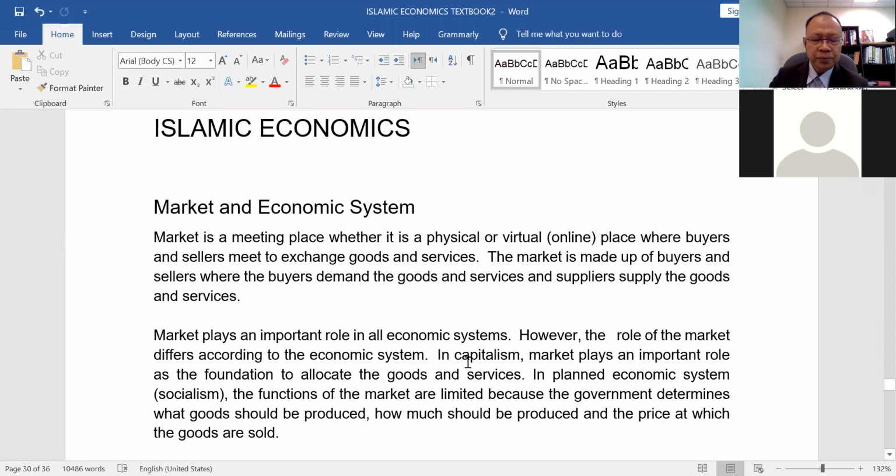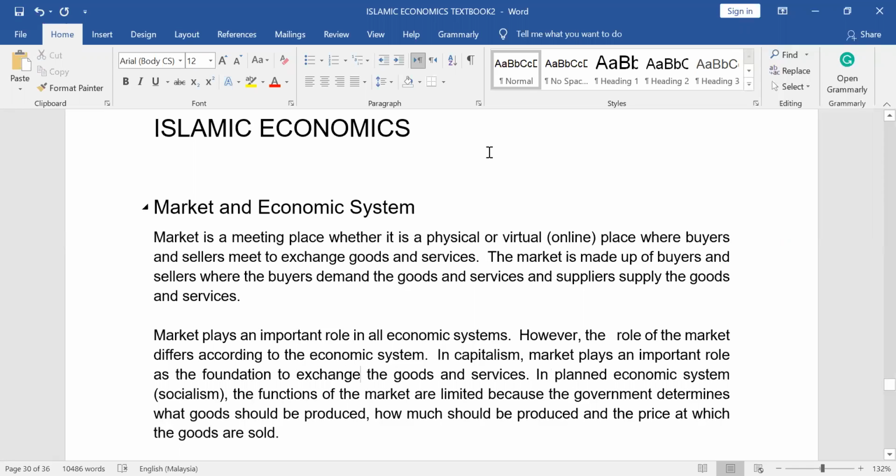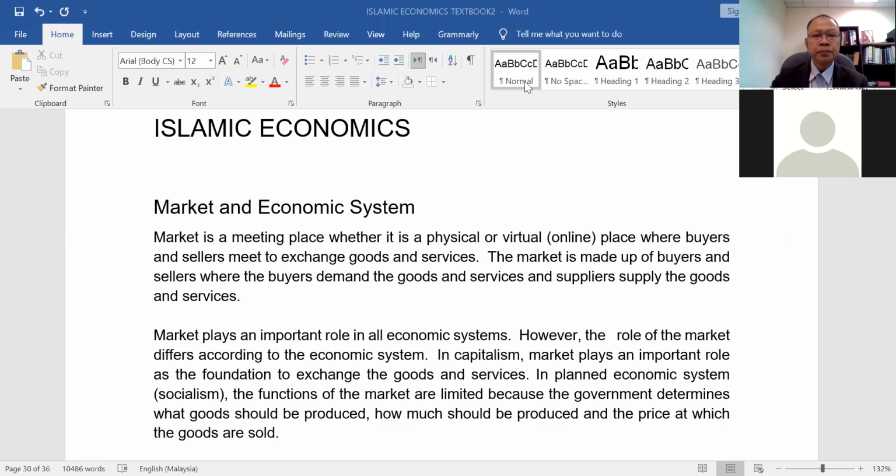In capitalism or the free market system, the market plays a very important role as the foundation to exchange goods and services, because most of the goods and services are exchanged in the market, whether it is a physical or virtual market. Consumers buy goods and services in the market, and producers sell them in the market.